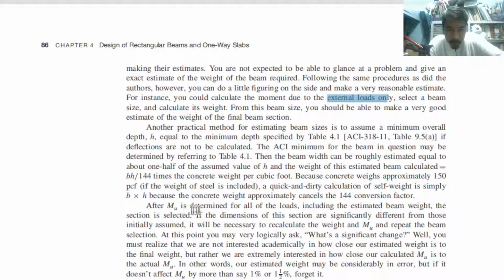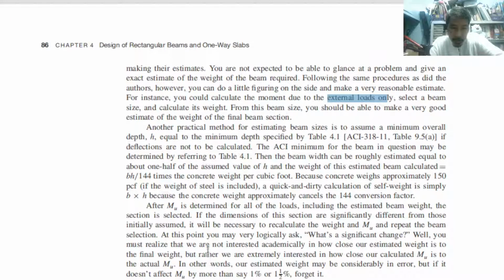After Mu is determined, what is Mu? Mu is the design strength, determined for all the loads including the estimated beam weight. The section is selected. So we have to repeat the process if the initial estimate is not acceptable. If the dimensions of the section are significantly different from those initially assumed, it would be necessary to recalculate again.